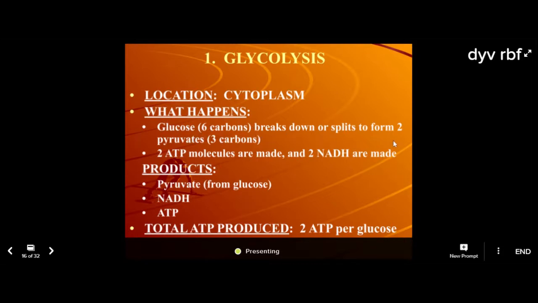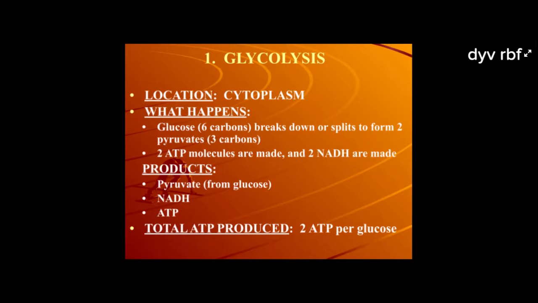Glucose breaks down or splits to form 2 pyruvates, 3 carbons each. So basically it splits it in half, forming 2 pyruvates. At this point, 2 ATP molecules are made and 2 NADH. What is NADH? It's just an electron carrier. You don't have to worry much about it. If you go to AP, that's where you'll get more into NADPH and NAD plus. Just know that it's an electron carrier. So the products are pyruvate, NADH, and ATP.